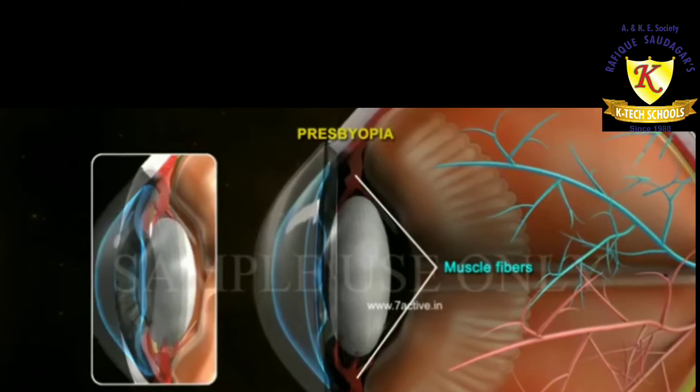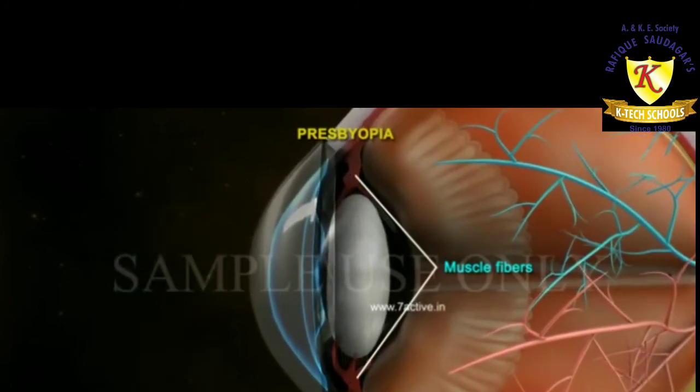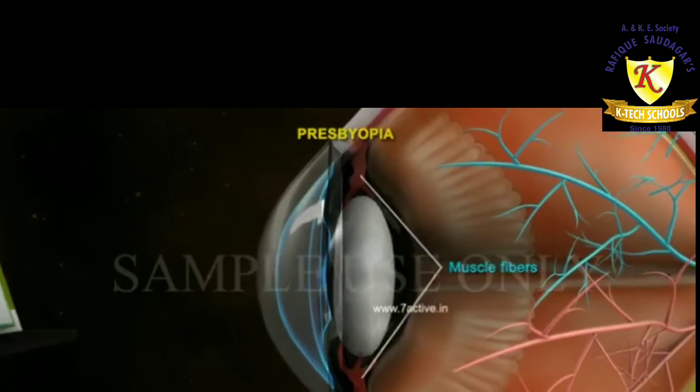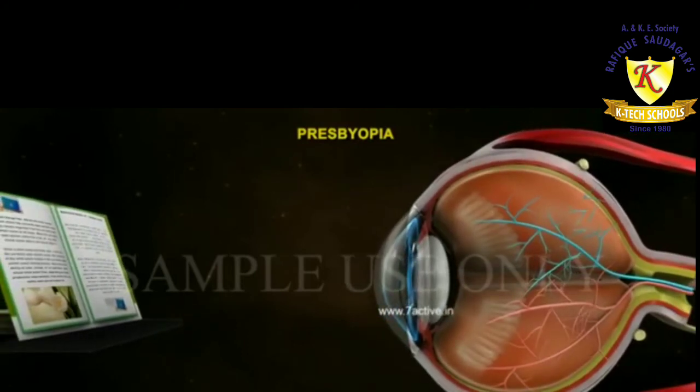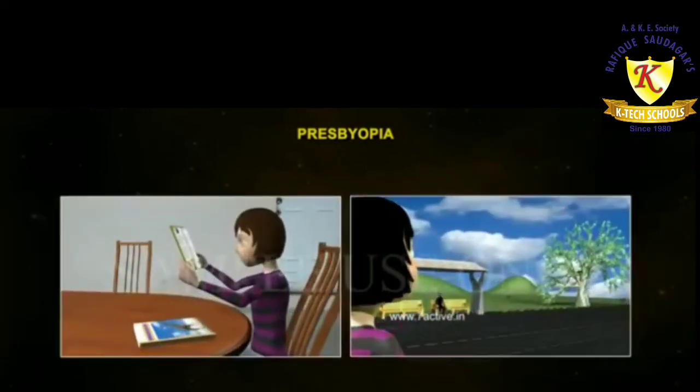Aging also affects muscle fibers around the lens, making it harder for the eye to focus on up close objects. The ineffective lens causes light to focus behind the retina, causing poor vision for objects that are up close. When you are younger, the lens of the eye is soft and flexible, allowing the tiny muscles inside the eye to easily reshape the lens to focus on close and distant objects.